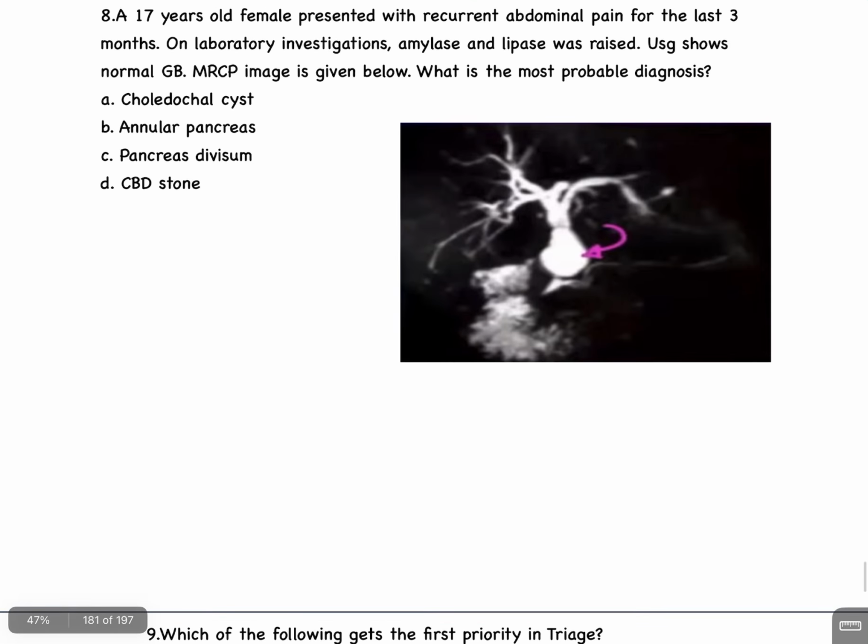Question number 8. A 17 years old female presented with recurrent abdominal pain for the last 3 months. On laboratory investigation, amylase and lipase was raised. USG shows normal GB. MRCP image is given below. What is the most probable diagnosis? A. Choledochal cyst. B. Annular pancreas. C. Pancreas divisum. D. CBD stone. इसका आंसर है A. Choledochal cyst.